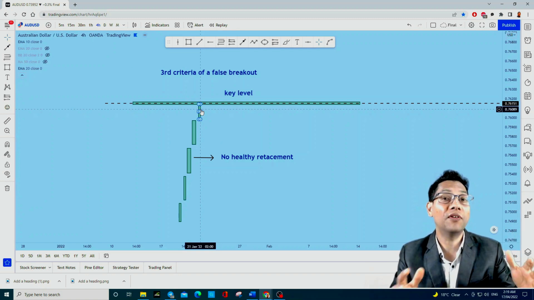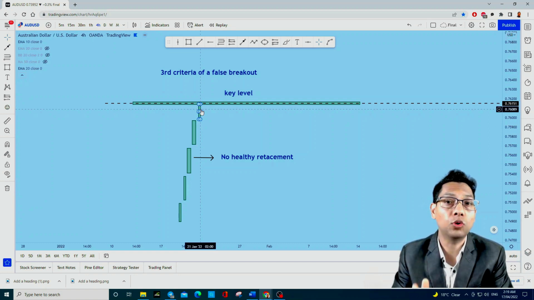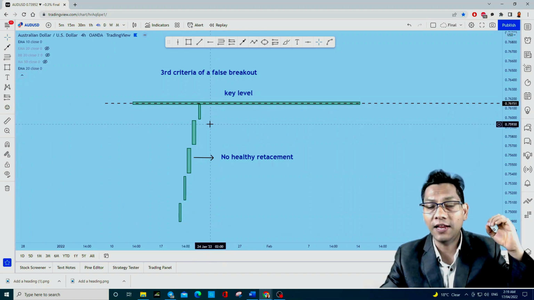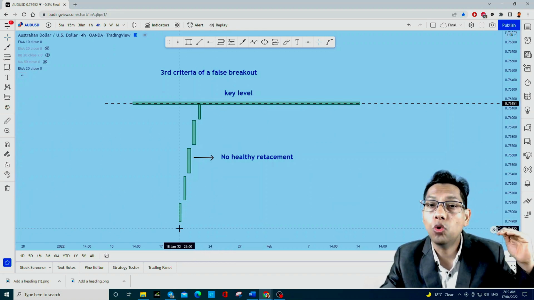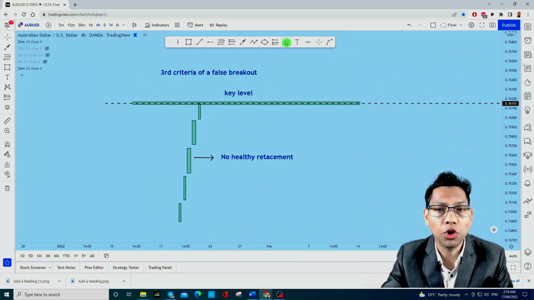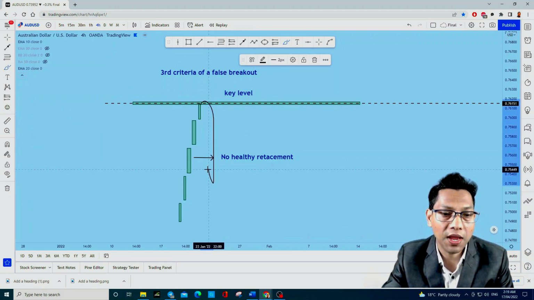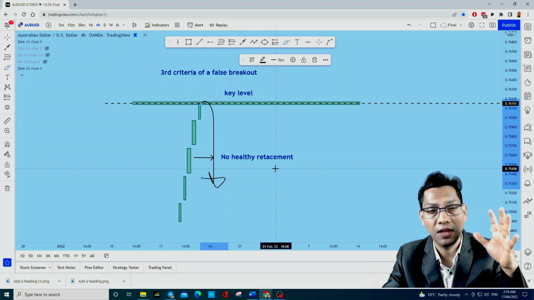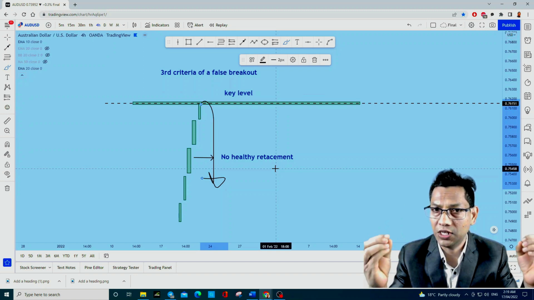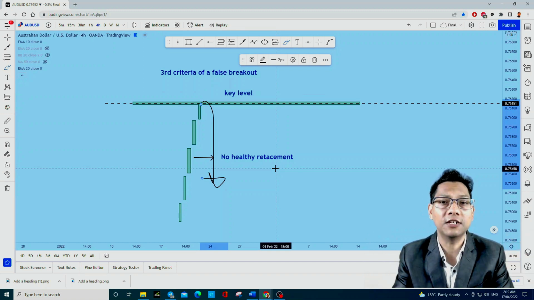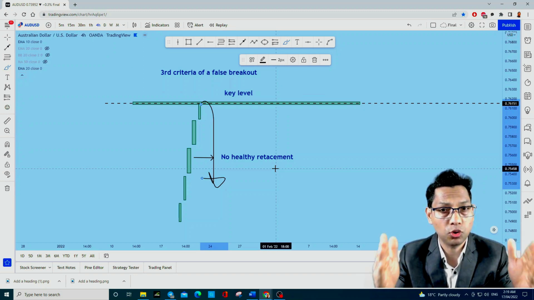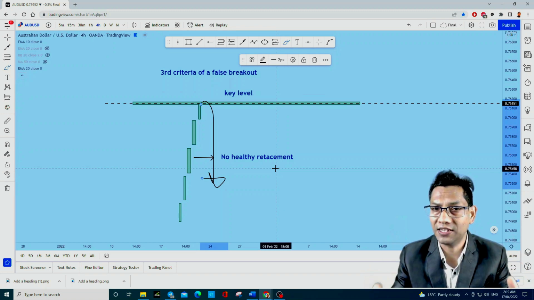So as I mentioned, the first criteria we have seen, it could be one candle or it could be multiple candles hitting the key level, but there is no proper retracement on its way. Chances that this is going to be a false breakout and the price may return back or retreat back immediately. So these are the three signs or criteria that you will be using to predict a false breakout. Now let's see quite a few examples to clarify, and then you have to practice it.